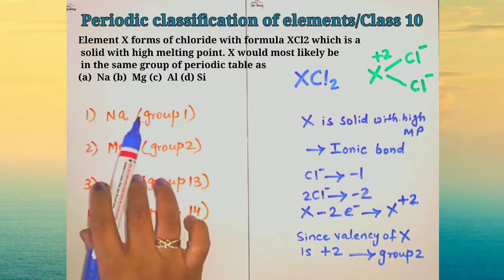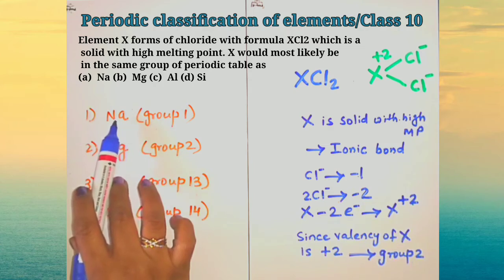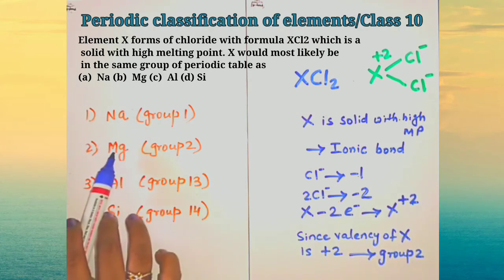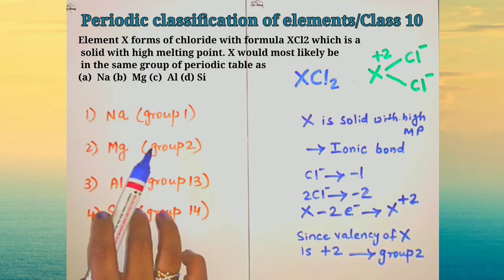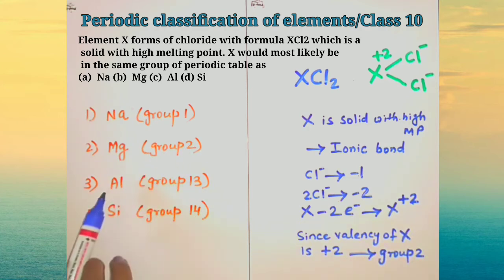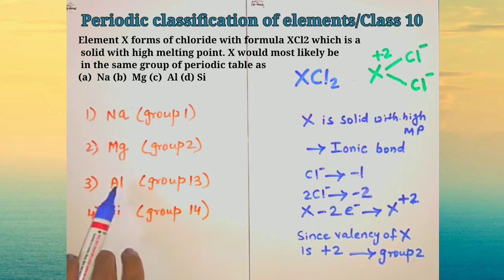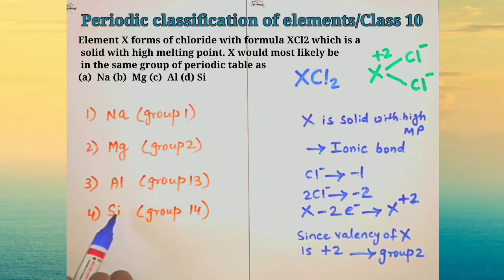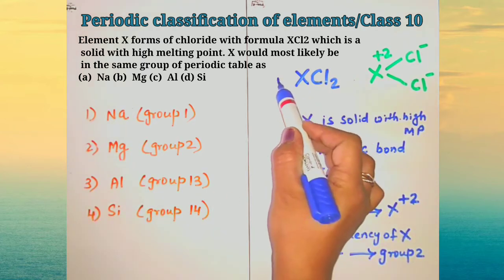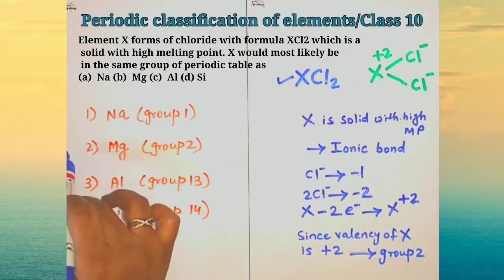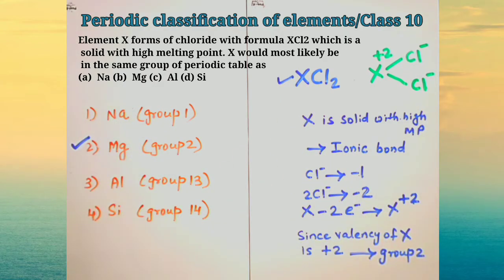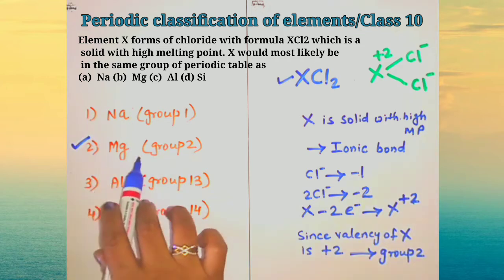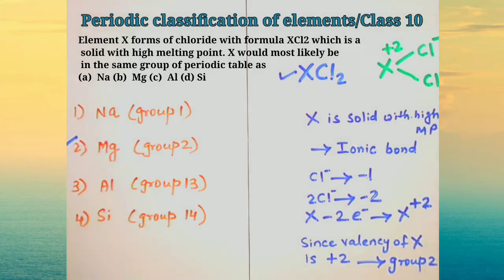Sodium belongs to group 1 since its valency is +1. Magnesium has valency +2, so it belongs to group 2. Aluminium has valency +3, so it belongs to group 13. Silicon has valency +4 and belongs to group 14. So element X and magnesium both have valency +2 and they both belong to group 2 of the periodic table.